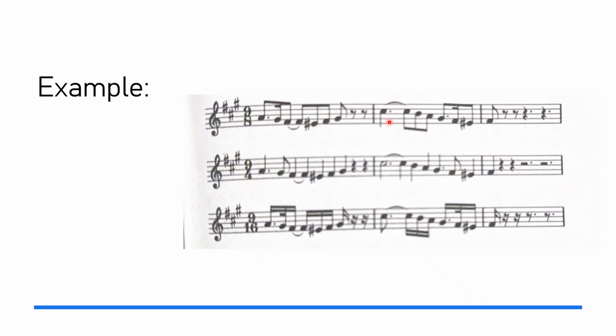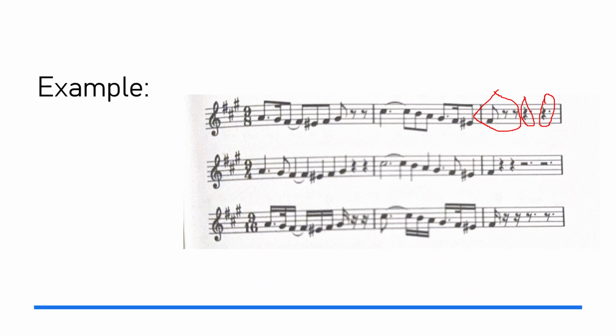You see this is a dotted crochet tied to another dotted crochet. Then everything here also gives you a dotted crochet. And if you look at the rest also, this gives you a dotted crochet, this gives you a dotted crochet, and this gives you a dotted crochet. So you see these notes are tied, and that's what we did in grade 3.